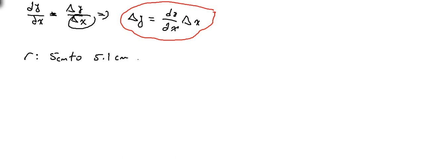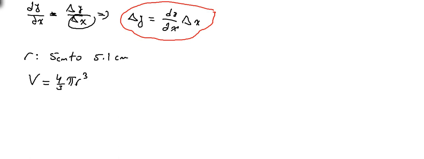We all know that if the radius of the balloon increases from 5 centimeter to 5.1 centimeter, this means the volume will increase. Let's see how much the volume will increase. What is the volume of the balloon, or volume of sphere? The volume of the sphere is 4 over 3 pi r cubed.